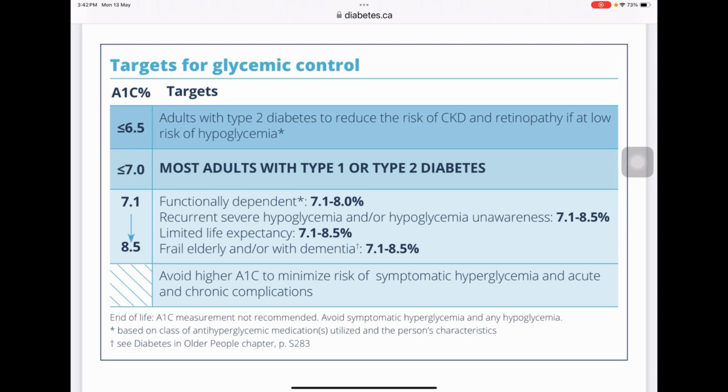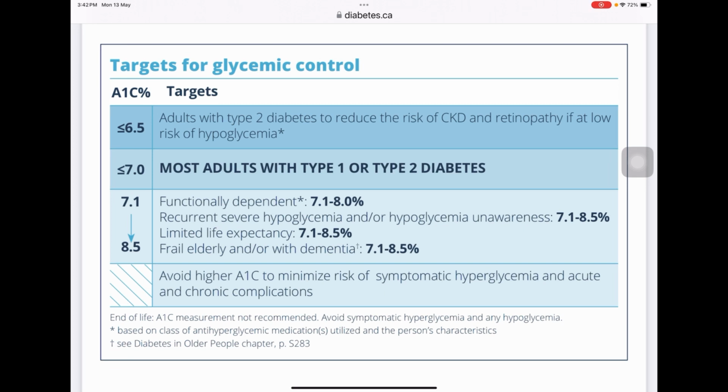But for most adults with type 1 and type 2 diabetes, it should be less than 7. And 7.1 to 8.5 for those who are functionally dependent, have recurrent risk of hypoglycemia and hypoglycemic unawareness, limited life expectancy, frail elderly or with dementia. So for the old age population, they're keeping the HbA1c range of 7.1 to 8.5.